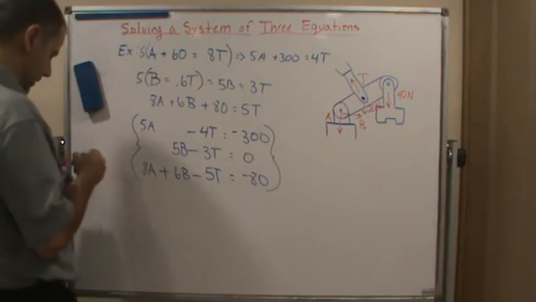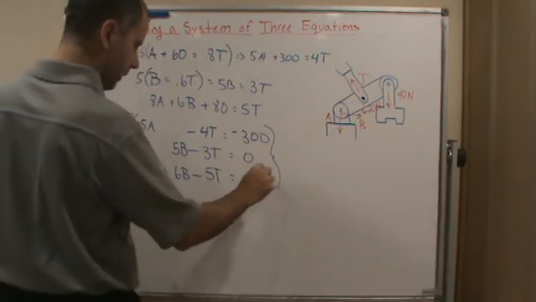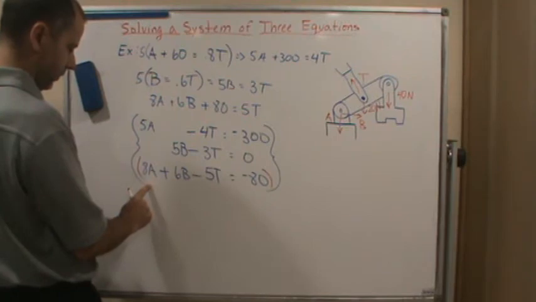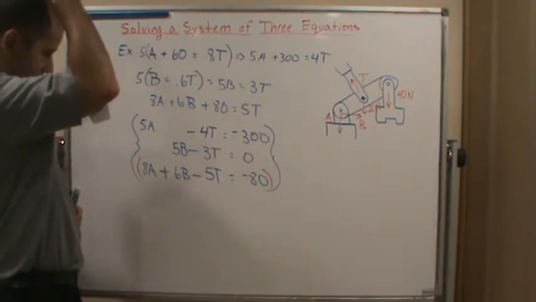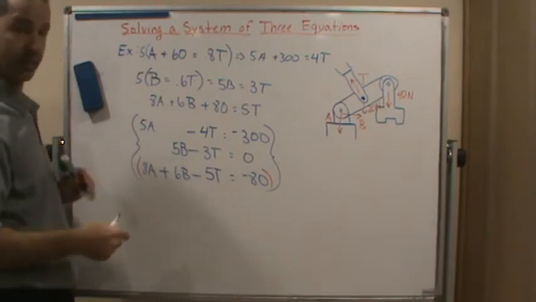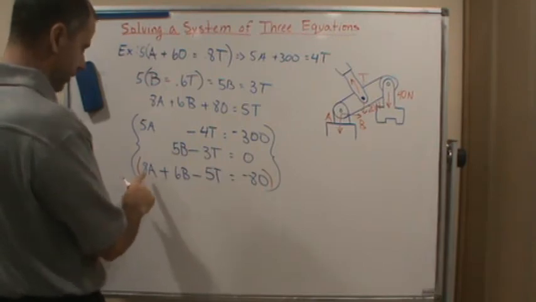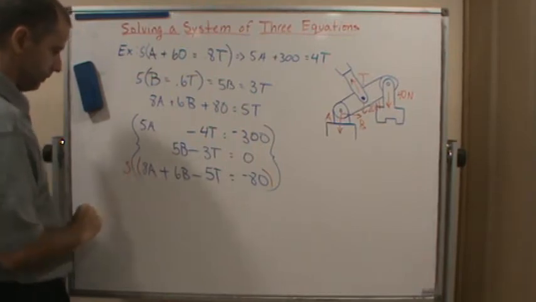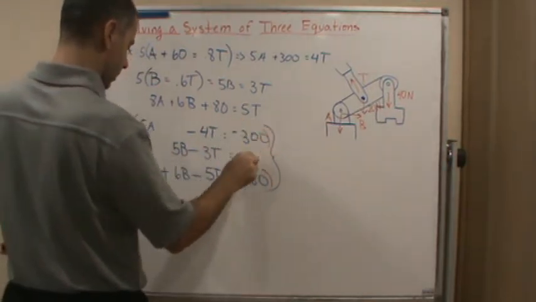So I need to eliminate the A, right? To eliminate the A, I need the same numbers but with opposite signs. Then I'll add them, or if you have the same sign, then you just subtract them. It's the same thing. So I'm going to multiply this one by 5, and I'm going to multiply this one by -8.